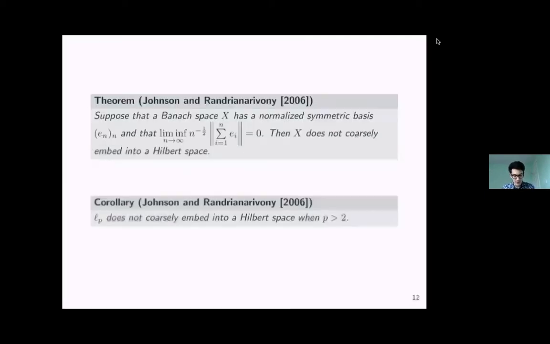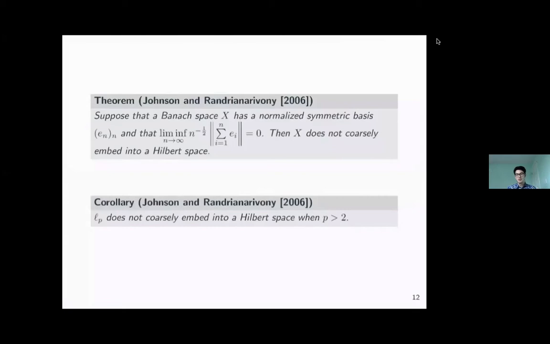So the final ingredient in this case is this theorem. I wrote it in full because it's a very simple, or maybe not simple, but concrete condition that you can check for a Banach space that, if true, shows that it does not coarsely embed into a Hilbert space. So it's interesting because it's a very concrete condition you can check, and then if it's true, it doesn't coarsely embed. Suppose you have a Banach space X. So a normalized symmetric basis is a basis for your Banach space where if you take an element written in that basis, you permute the basis and you flip the signs plus or minus one, you don't change the norm of the element. So a super natural example of such a basis is the standard one in the LP spaces.